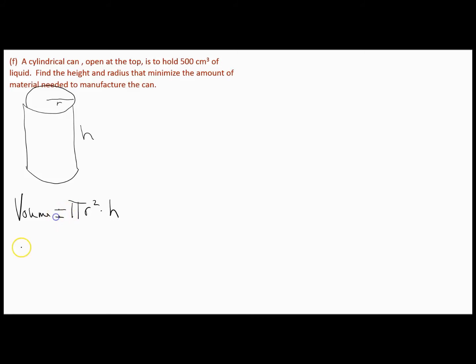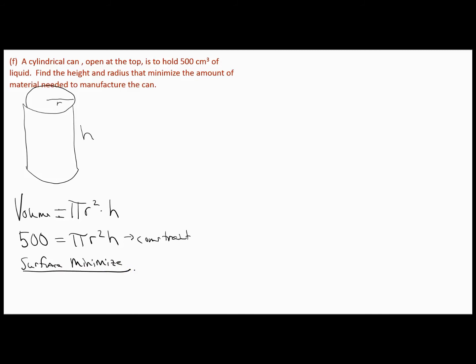Okay, so our volume is 500 centimeters cubed, and that's going to equal pi r squared h. That is our constraint equation. All right, on the other hand, surface area. Surface area is what we're trying to minimize. We want the least amount of material to create our can.